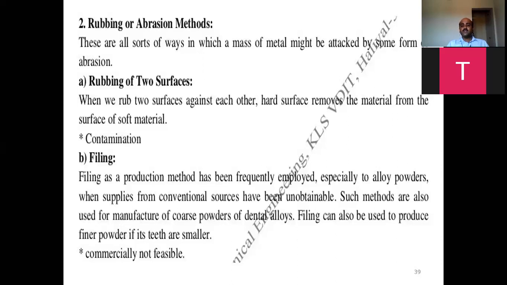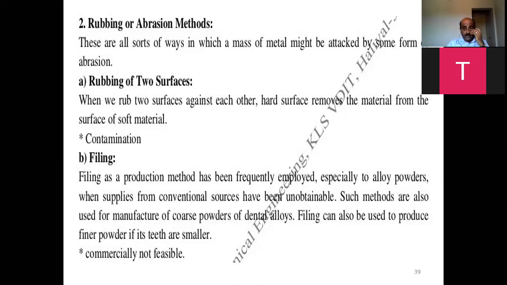So rubbing, in the sense that when we rub a hard material with a soft material, two different materials having different hardness, the hardest surface will remove the material from the soft material. This is quite natural, everybody knows. But the only problem with this kind of method is contamination. That is just what I was talking about. The impurities or unwanted materials might be present in the powder which we form.